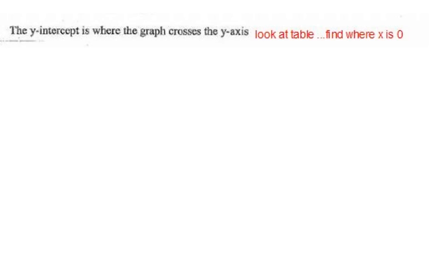The y-intercept is where the graph crosses the y-axis. You look at your table and find where x is 0. The y value of that is your y-intercept. You might want to add that to your notes.